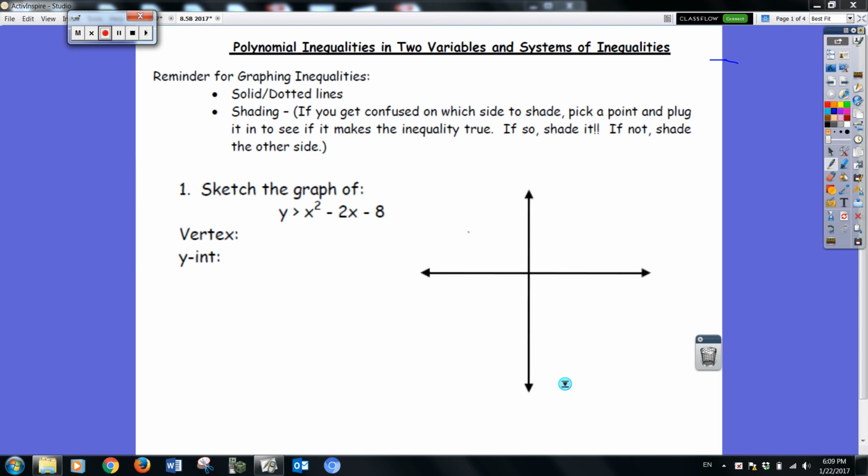And a reminder about how to find the vertex. That's negative b over 2a. That's how you find the x of the vertex. And then plug that value back into the equation to find the y value. And then the y-intercept, hopefully you remember that from Algebra 1 and Algebra 2, is just the c value, which in this case is negative 8.